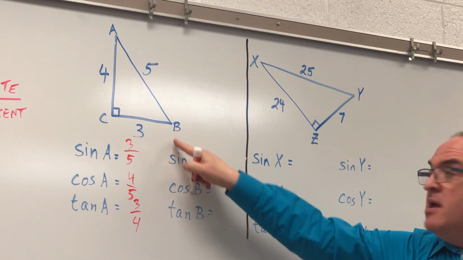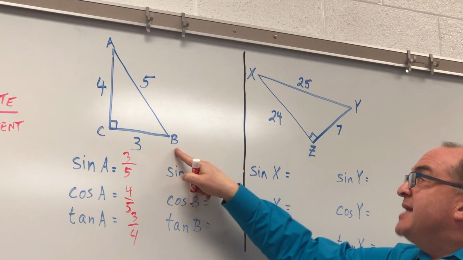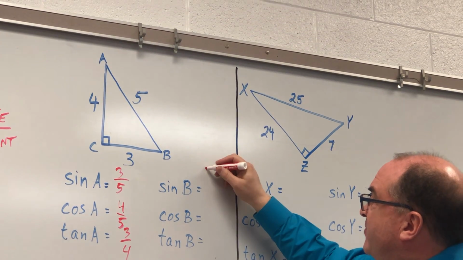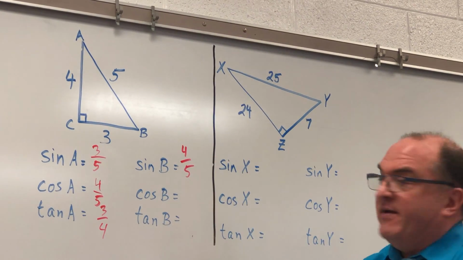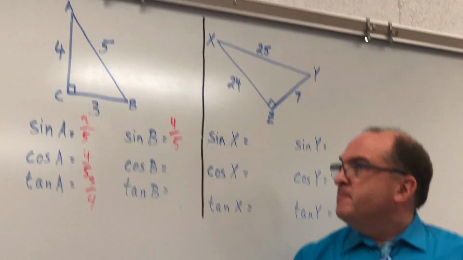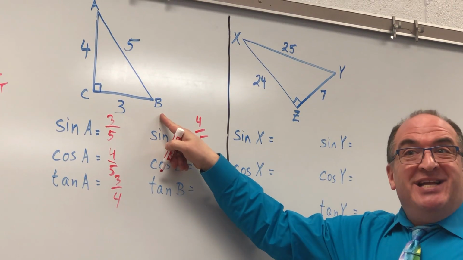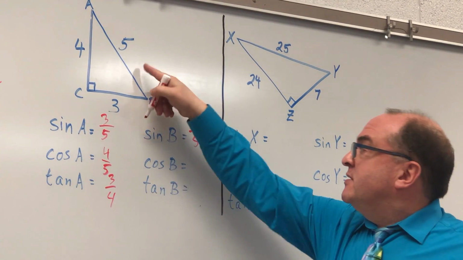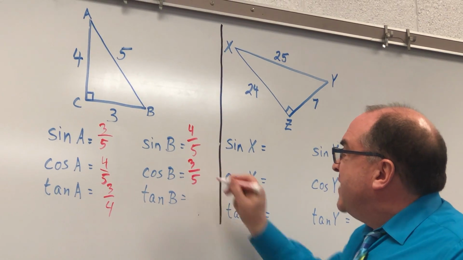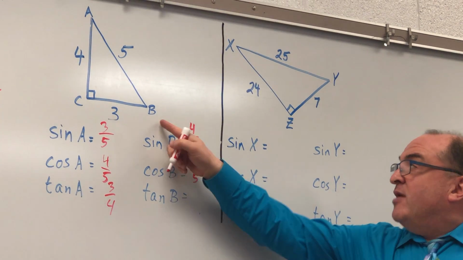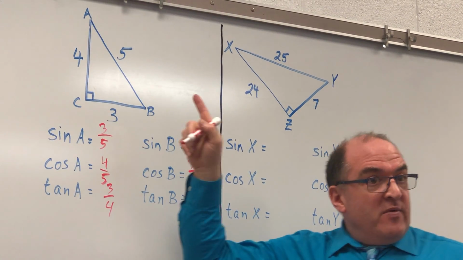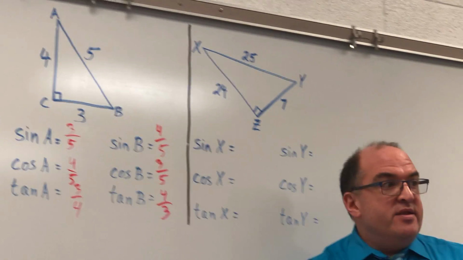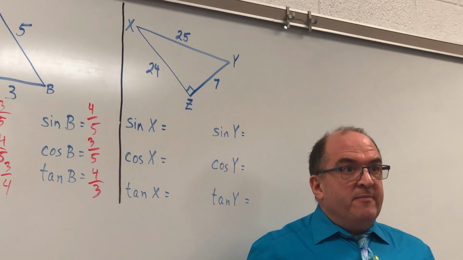Here's B. What's the sine of B? What's opposite? 4. What's the hypotenuse? 5. Sine of B is 4 over 5. Done. Cosine B. What's adjacent to B? 3. What's the hypotenuse? 3 over 5. Tan of B. What's opposite? 4. What's adjacent? 3. 4 over 3. Done. That's all you're doing today.